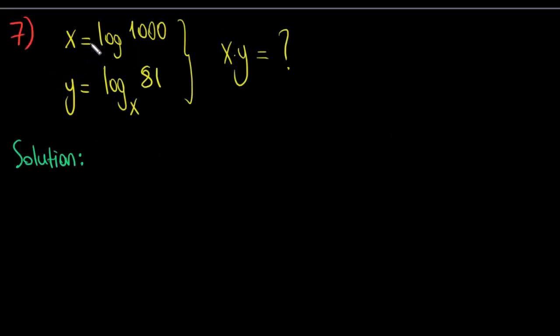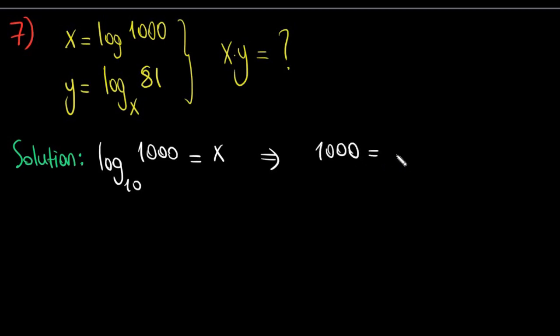Question number 7. x is equal to log 1000 and y is equal to log base x of 81. So x times y is the question. As you can see, the base is not specified here, so we can write log base 10 of 1000. Log base 10 of 1000 is equal to x. That means 1000 is equal to 10 to the power of x. So we know that 1000 is actually 10 to the power of 3. That means x is equal to 3.